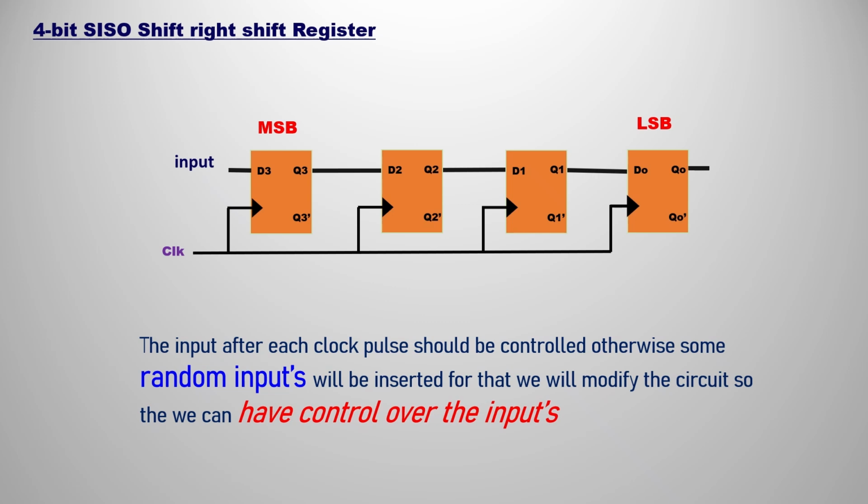And one more important thing in this right shift register: the input after each clock pulse should be controlled. If not controlled, some random inputs will be inserted. So I hope you understood that if you don't control the input, then after inserting the first 0 in the previous situation where we are inserting 1 0 1 0, the inputs might be random things, which we don't want. For that purpose we are going to modify the circuit and control the inputs, so that we get perfect outputs. Let's see the modified circuit.